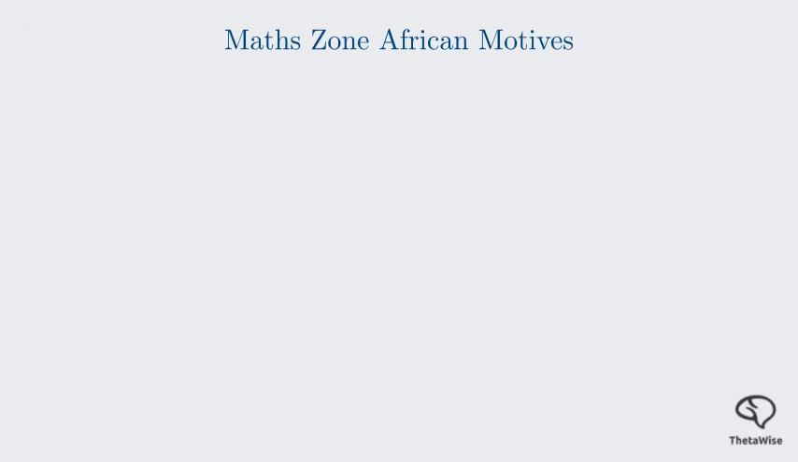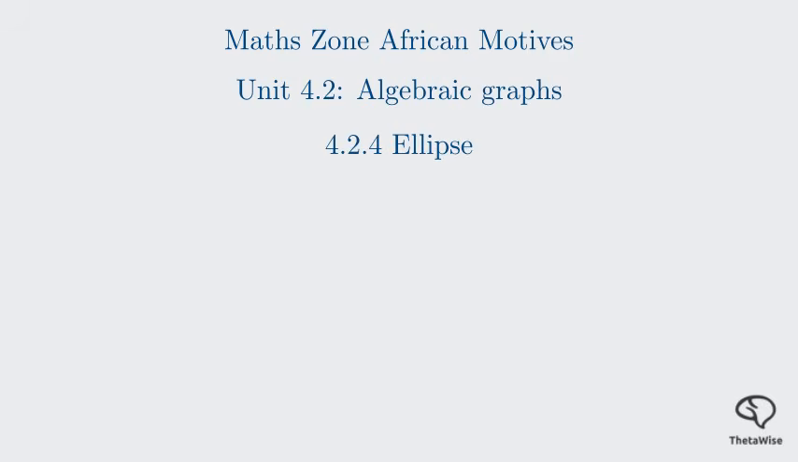Today, we're going to dive into the world of algebraic graphs. Specifically, we'll be focusing on a fascinating shape, the ellipse. By the end of this tutorial, you will be able to understand the properties of an ellipse and sketch its graph from an equation. This falls under our Unit 4.2 on algebraic graphs. In this unit, we are going to learn how to sketch the graphs representing various functions and relations. Today's main topic is the ellipse.